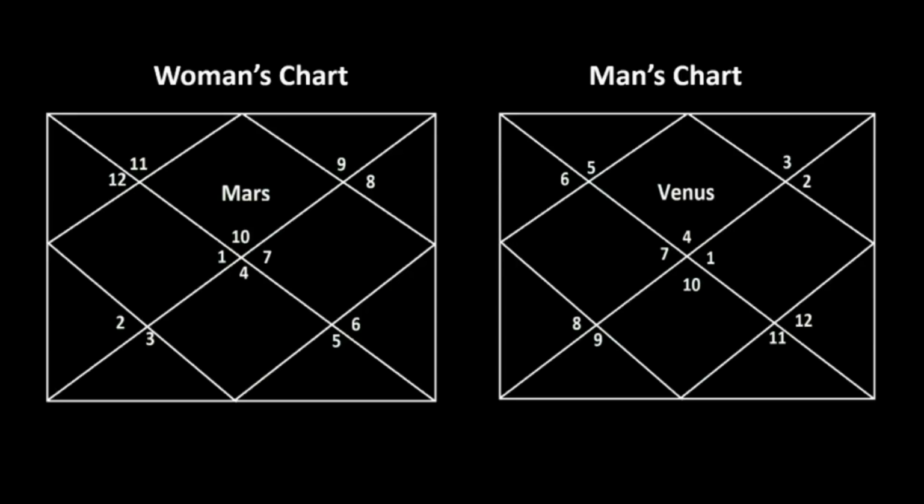In the same way, the Venus of a man's chart should aspect the Mars of the woman's chart, or it should be in conjunction with the Mars of the woman's chart. This indicates the spark which keeps two people together, and no matter how difficult things are, these people will always be together.